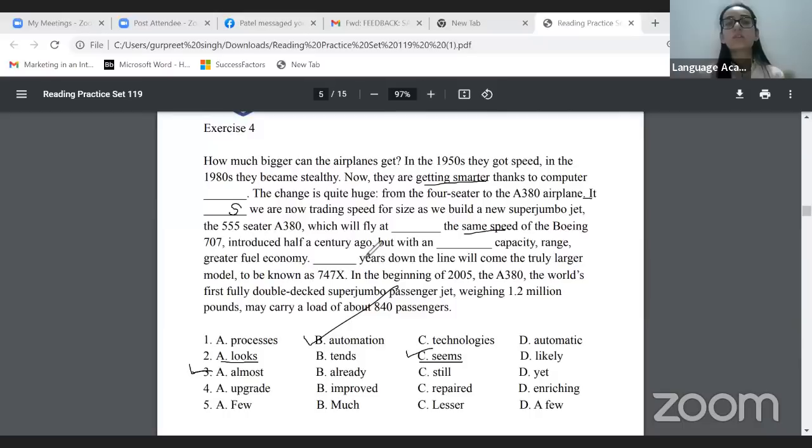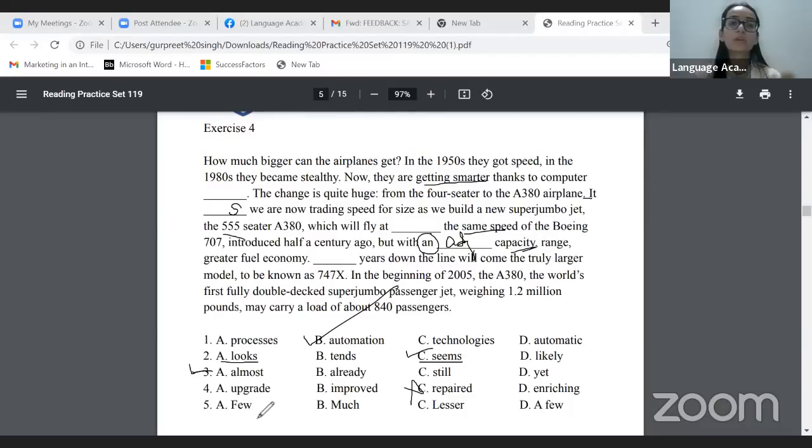Introduced half a century ago, but with an dash capacity, range, and greater fuel economy. With an what kind of capacity? Capacity is a noun, so we need an adjective. What kind of capacity? And that should match with the vowel. So we need an answer starting with A, E, I, O, U. So we can eliminate repaired. Improved capacity is good because now we can accommodate more people. It cannot be upgrade.